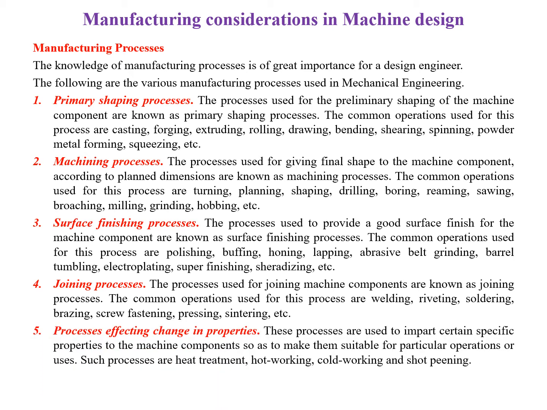Fifth is the processes affecting change in properties, like heat treatment, hot working, cold working. All these manufacturing processes will change the material properties as well as the mechanical properties. So one should be very careful about the manufacturing processes adopted while designing a component.